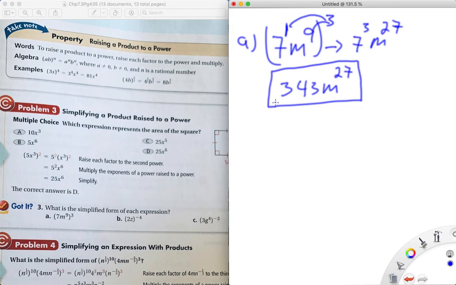And some of you might be asking, well, how come I'm not adding the 3 and the 27? The reason why I'm not adding the 3 and the 27 is because they're not the same term. This is an m, this is a number. They're not like terms, so I cannot add their powers. Let's do B.